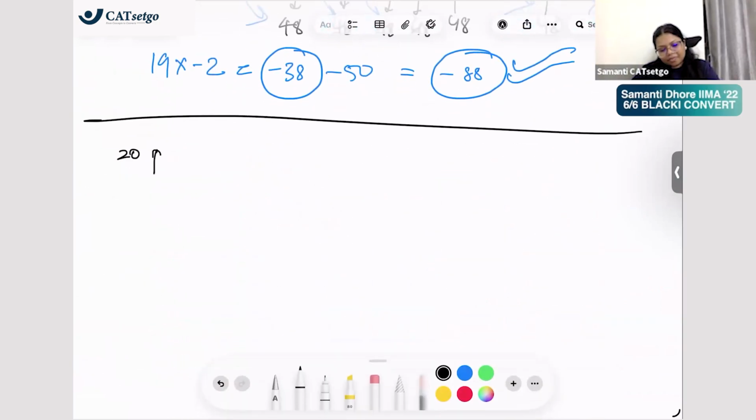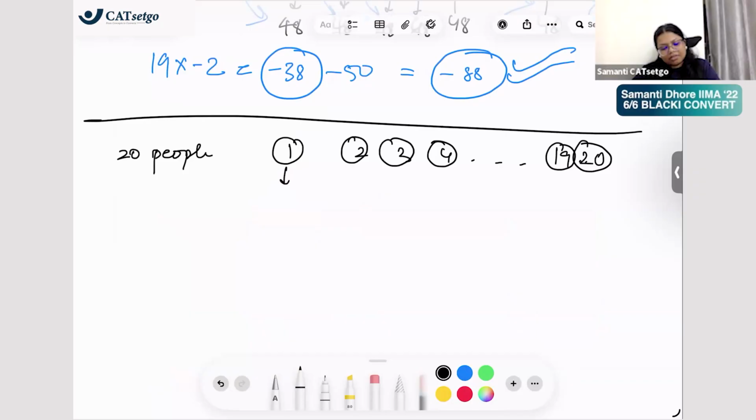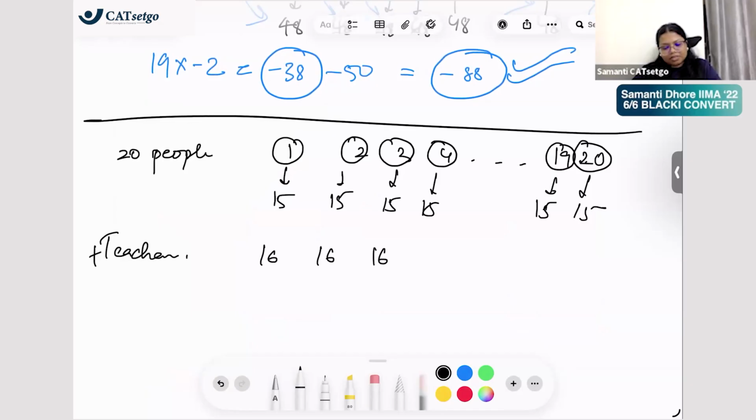20 people. Average was 1, 2, 3, 4, so on, 19, 20. All ये सारे लोग थे. इनका एवरेज कितना था? 15. मतलब ये सारे 15 थे. When teacher was added, the average became 16. And one more person, 21st person who did not exist earlier, was added. Right? One more person was added. So what was the change overall?